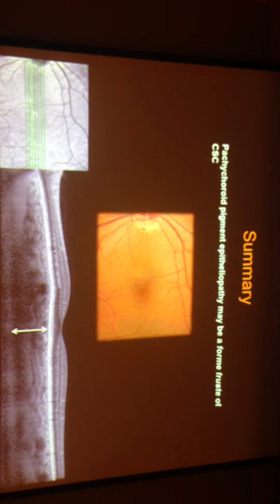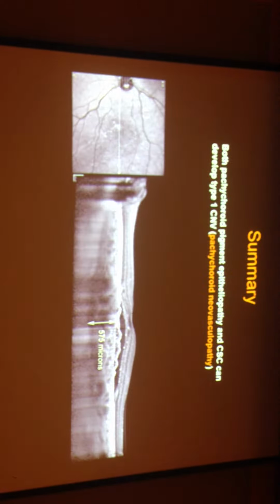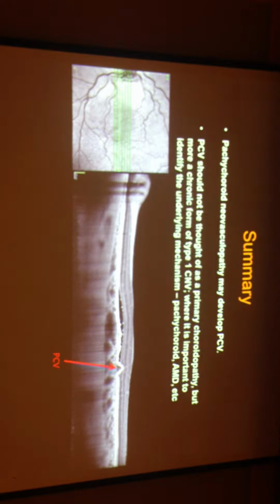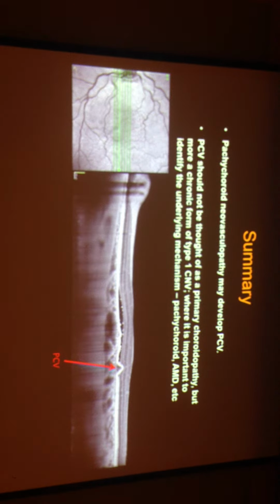So in summary, pachychoroid pigment epitheliopathy may be a form class of CSC. Both pachychoroid pigment epitheliopathy and CSC can develop pachychoroid neovasculopathy, which is a type 1 CNV. And pachychoroid neovasculopathy may develop on to become polypoidal. So PCV should not only be thought of as a primary choroidopathy, but more of a chronic form of type 1 CNV, where it's important to identify the underlying mechanism, be it pachychoroid or AMD.